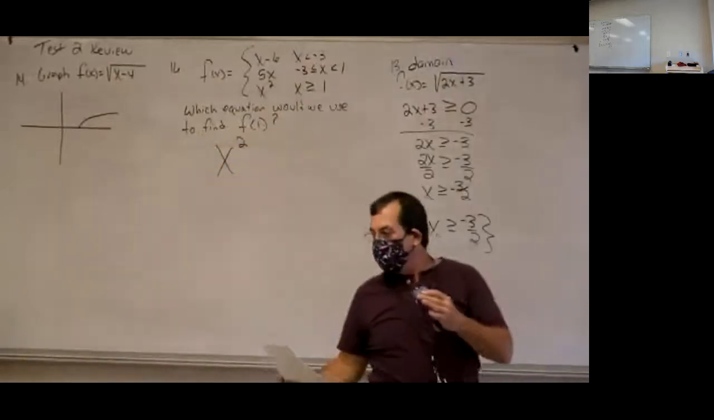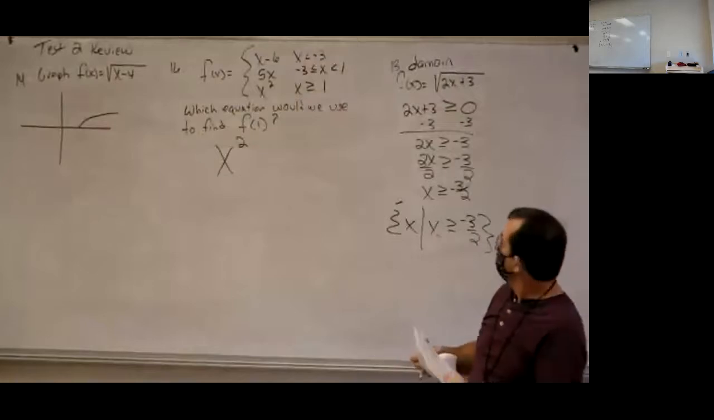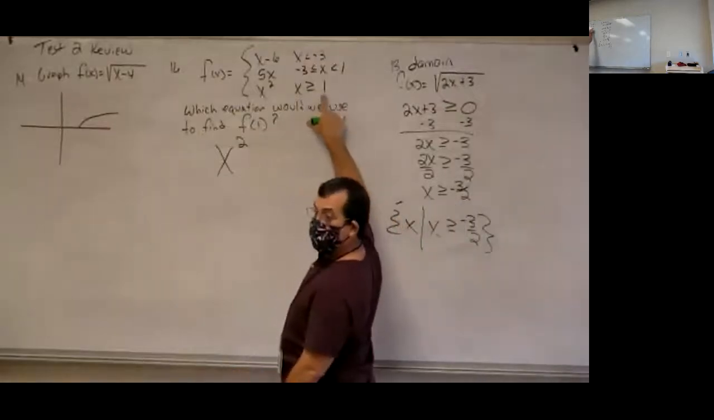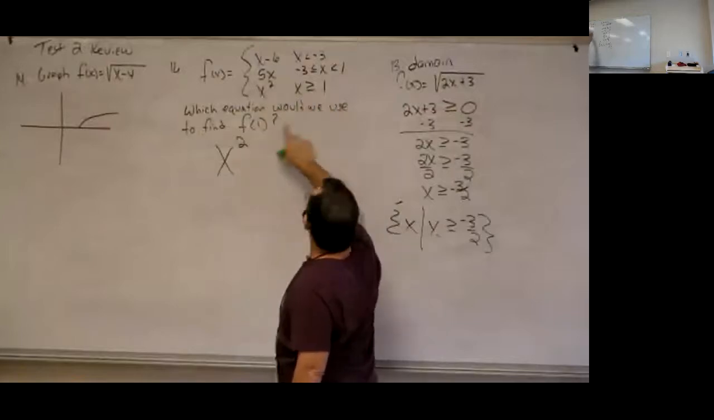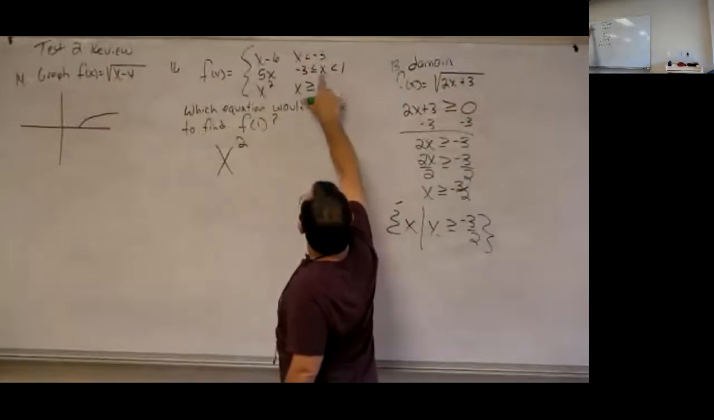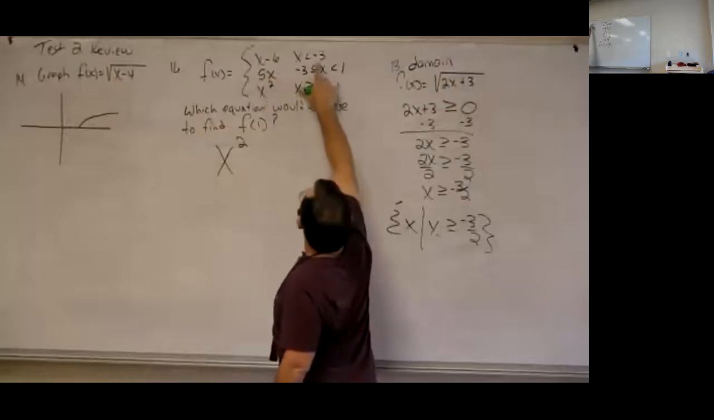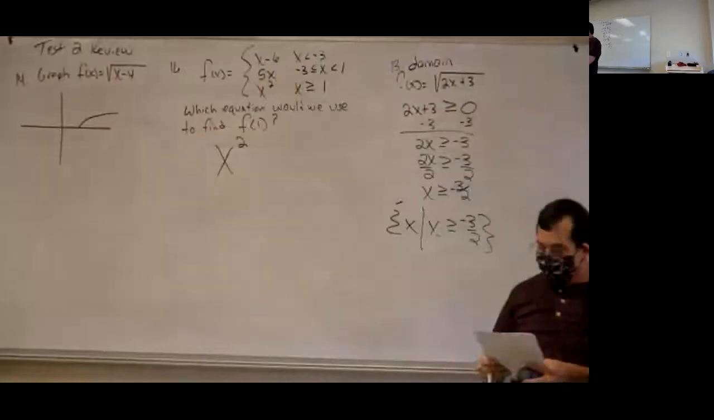Okay, so they just wanted to know which equation we would use. So if I find an f of 1, 1 is equal to 1 or greater than 1, so I use the x squared equation. If it was less than 1 but bigger than the negative 3, I'd use the 5x. And then for any x less than negative 3, I'll use that first one. Okay.